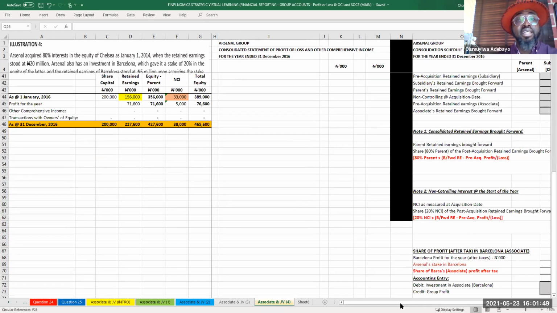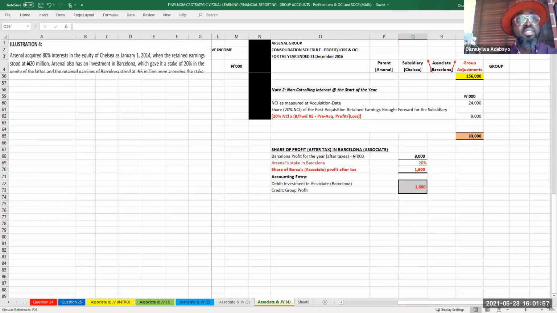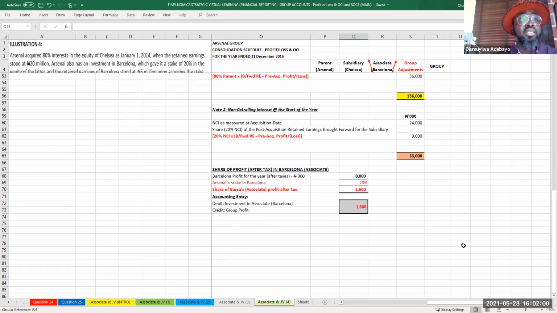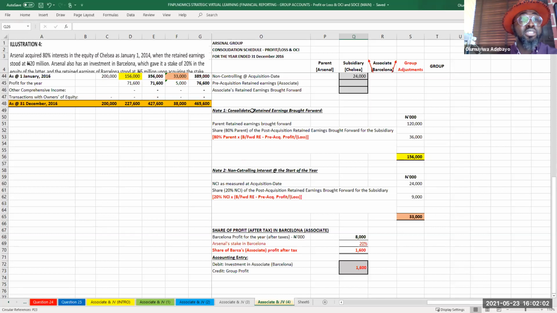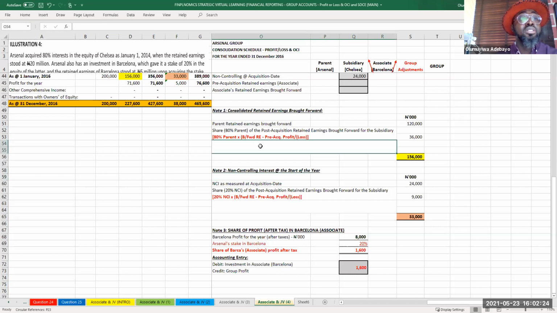Any other question? Now let's see our statement of changes in equity. Our statement of changes in equity, remember, as earlier populated, what will be the difference? The difference will be in how we determine our opening balances, this is note 3, with respect to consolidated retained earnings and with respect to NCI, non-controlling interest.